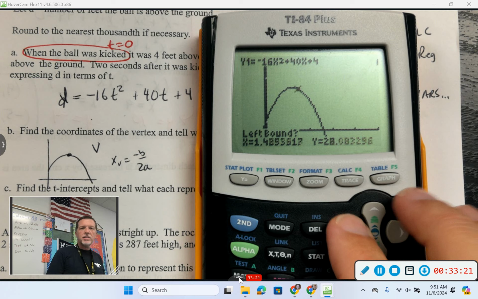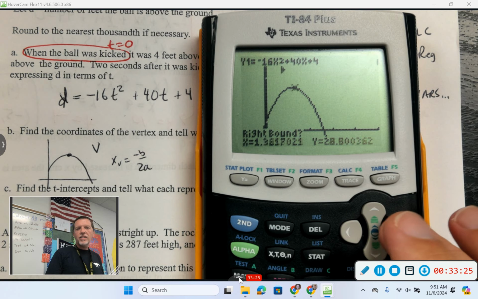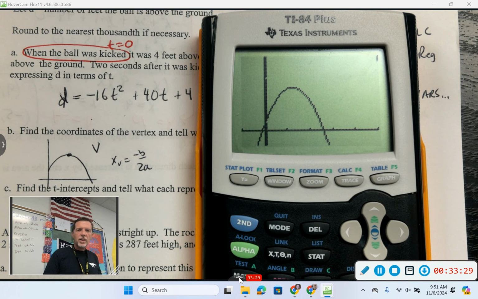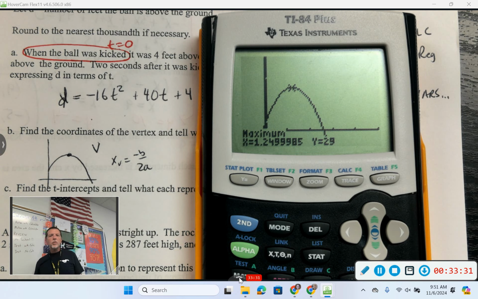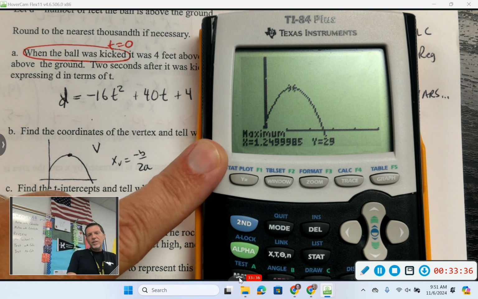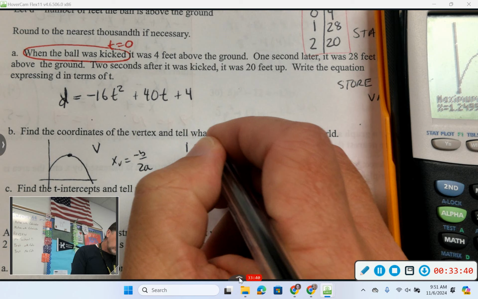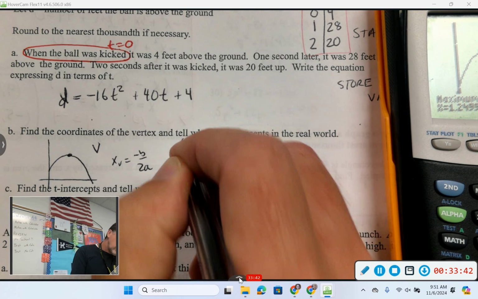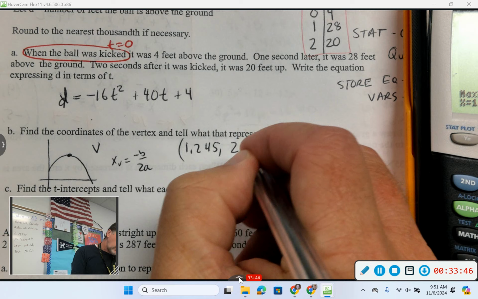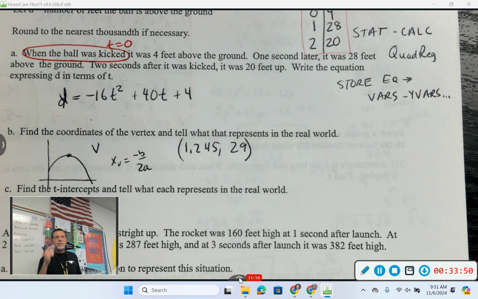Left bound, get to the left. Right bound, get to the right. Guess, just put it in there in the middle somewhere. 1.245. There's a good example of the calculator. 1.245. And y equals 29. Okay, that's the coordinates of the vertex, but now I need to tell what that means.